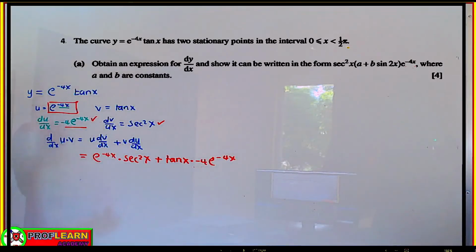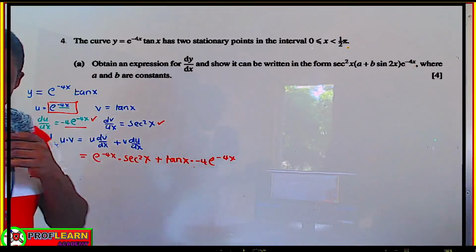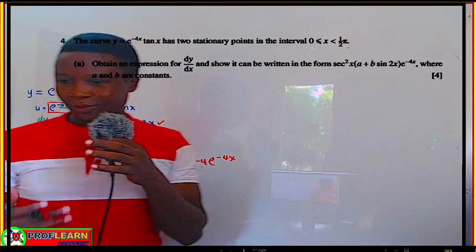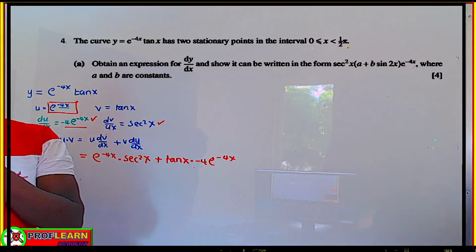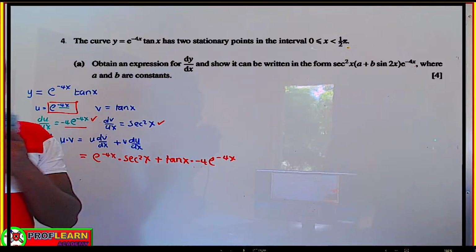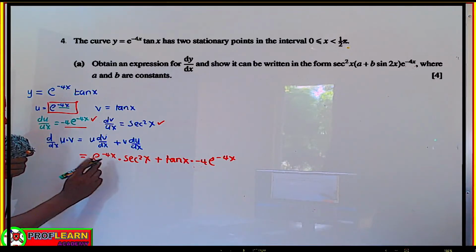Now, remember, you have to look at the way the expression was actually given. The expression was supposed to be given in the form of sec squared x times (a plus b sin 2x). At that given point, we can try to see what we can manipulate in order to have that. So I can factor out.